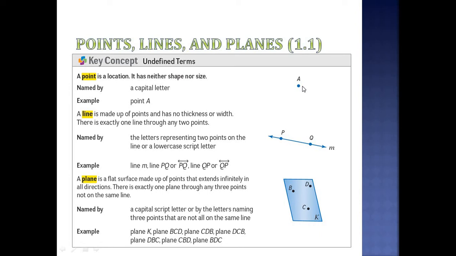A line is made up of points, and it has no thickness or width, and through any 2 points there is exactly one line. So over here we have a line, and it's named by the letters representing 2 points on the line, or a lowercase script letter. So we can name it using either capital P and capital Q, or this little lowercase script letter m here. So this line can be named as either line m, line PQ, or you could put PQ or QP together and put a line over top as shown here.